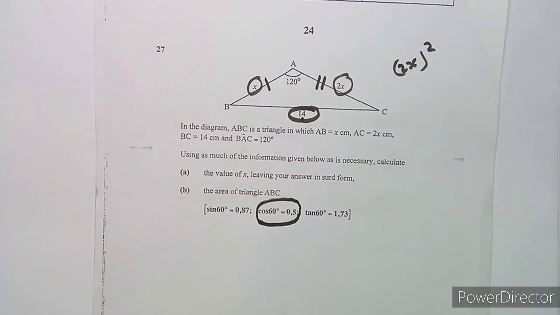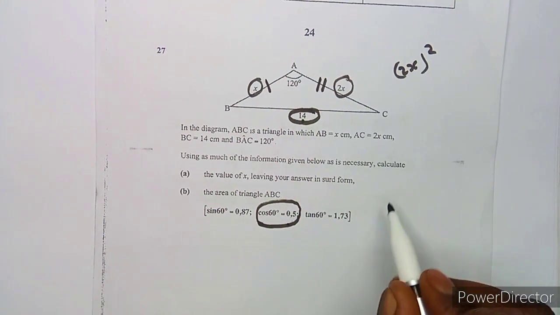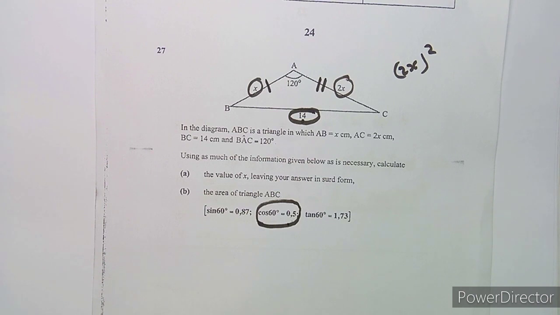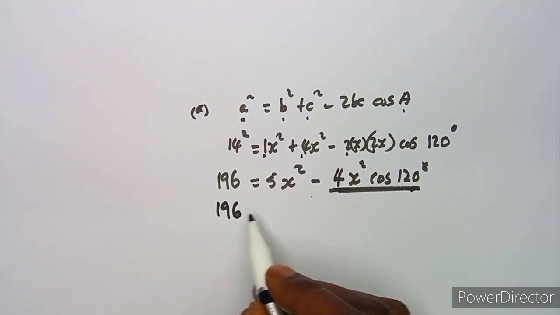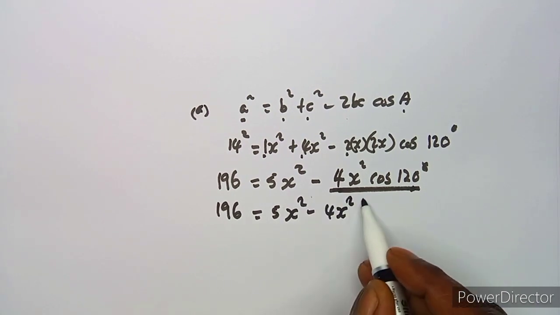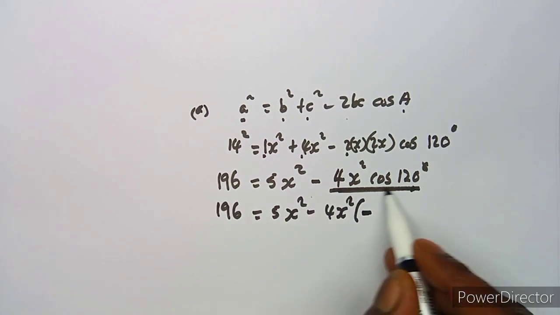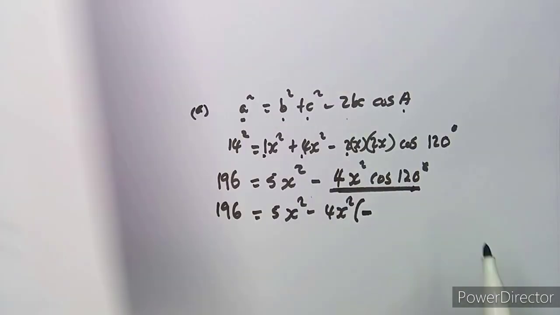Okay, remember, guys, I told you that there is a great relationship. This is an obtuse angle, this is an acute angle. So cos 120 is an obtuse angle, which is negative. So it is going to be the negative of this value that we are given. So 196 is going to be 5x squared minus 4x squared times minus the value of cos 120, which is cos 60, which is negative 0.5.